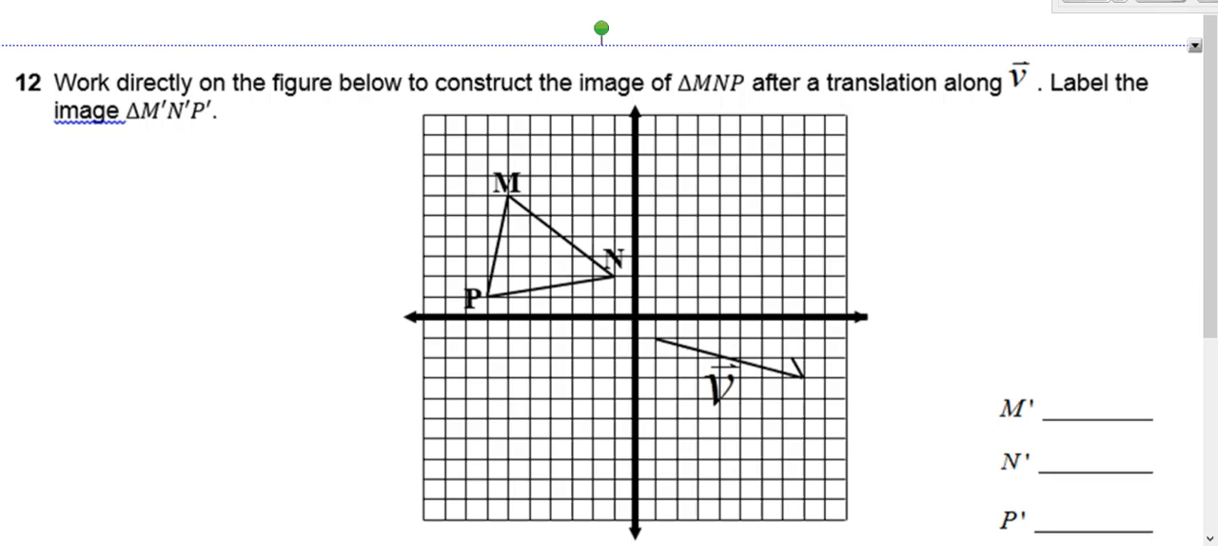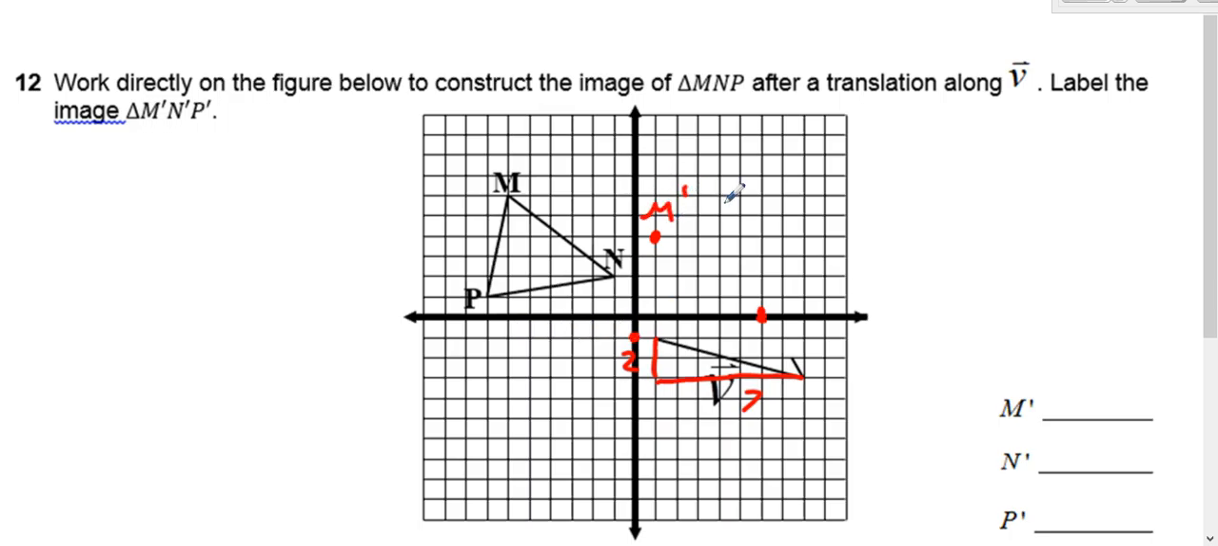So we are going to translate along vector v. Vector v, we start here, it goes down 2, and to the right 1, 2, 3, 4, 5, 6, 7. Down 2 and right 7. So that's what we're going to do with every point. Down 2 and right 7. Down 2, right 7.